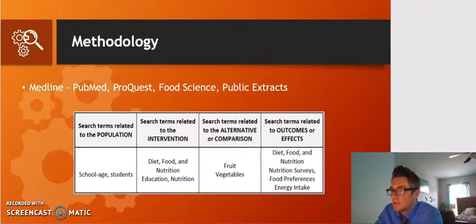My methodology with databases used and search terms and references are listed in the table below. So for the most part, I tried to limit my term for school to school age children, students, diet, food, nutrition, and all that good stuff.